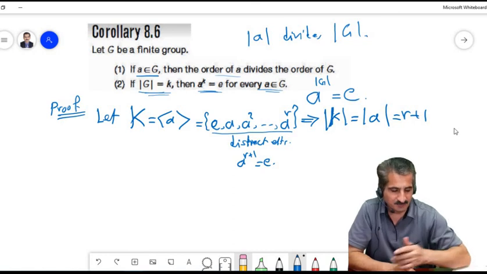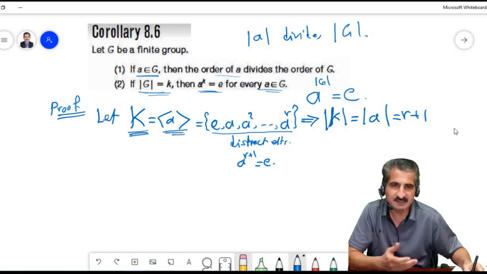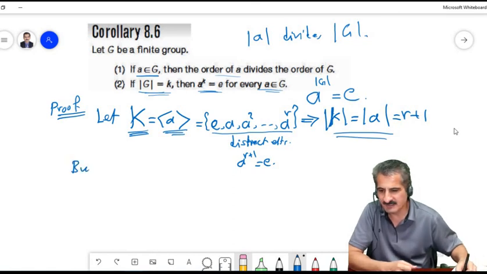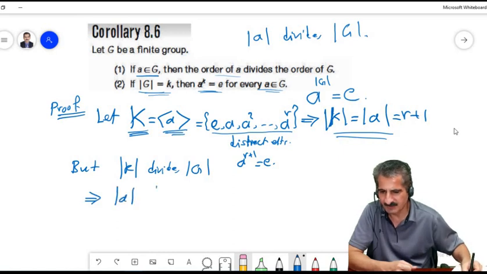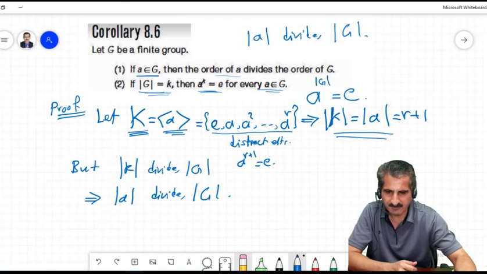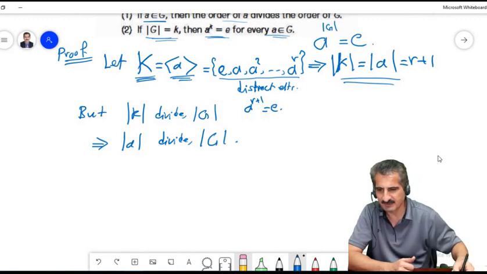The order of the subgroup generated by an element is the same as the order of that element. So the order of the subgroup divides the order of G. And the order of A equals the order of that subgroup, so the order of A divides the order of G. Okay, now what about the second part? A raised to the order of G gives the identity. So this is part 1, this is part 2.